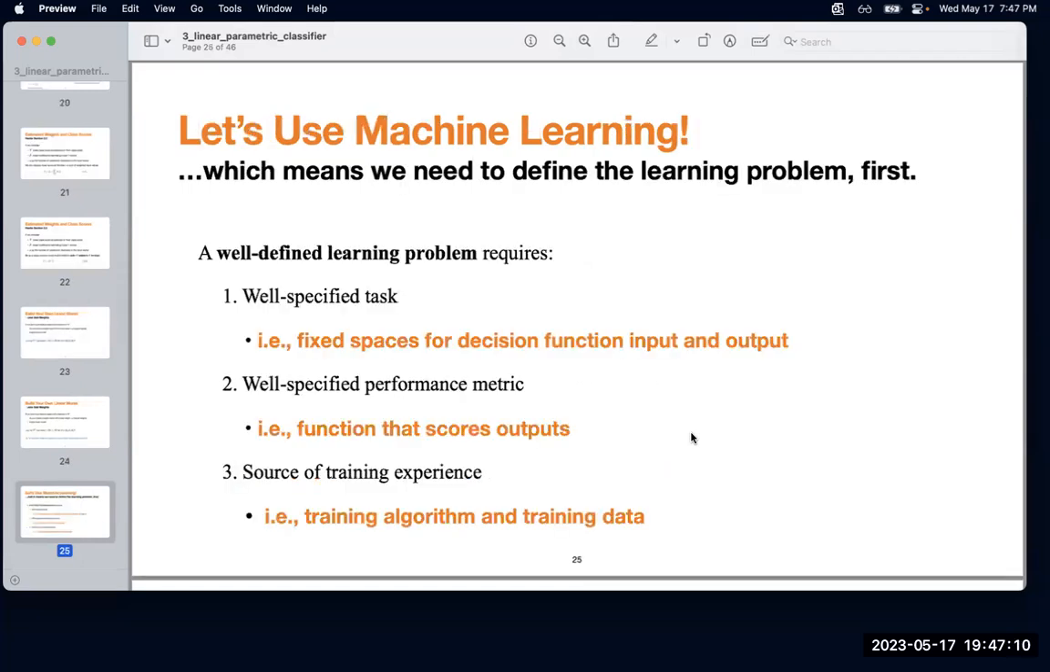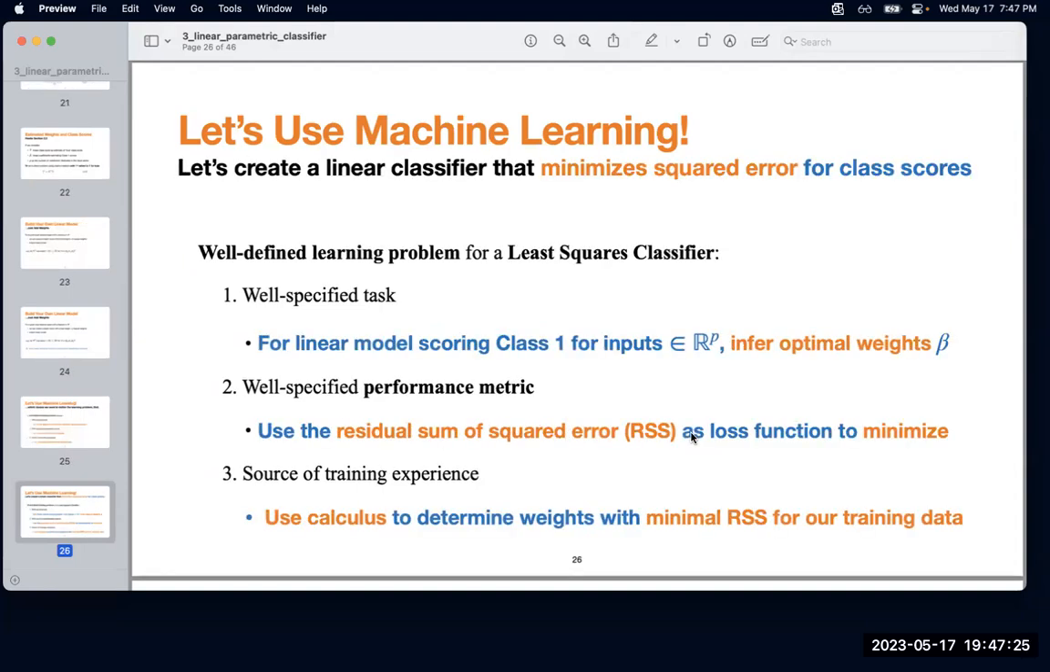So let's go back to our framework of what a machine learning problem is, right? We need to specify a task, a performance metric, and a source of training, a source of knowledge. The way that we are going to go about our learning problem would be by defining that our task would be to score by using a linear model, so a linear function in that form that we have seen, for the class 1 for inputs that are in R^p, meaning that you have an input space that is p-dimensional, and p is just the number of features that you have. So if you have, as in the example that we have seen before, 2 inputs, then p will be equal to 2. So then that's a 2-dimensional real space.